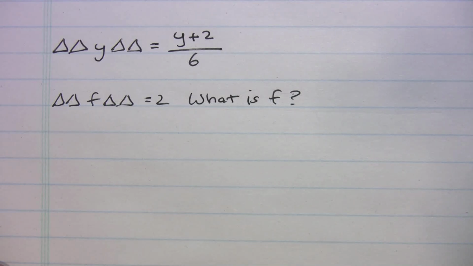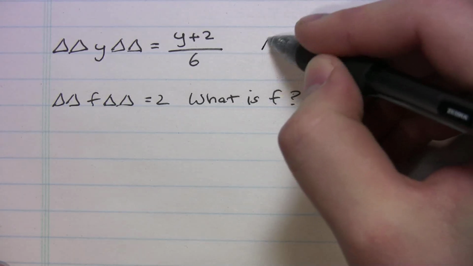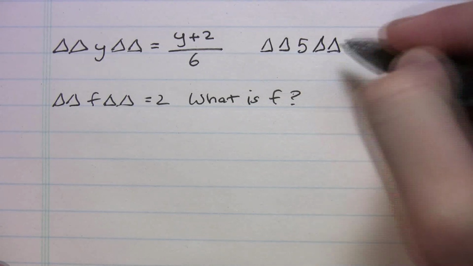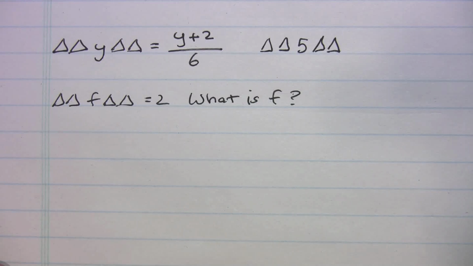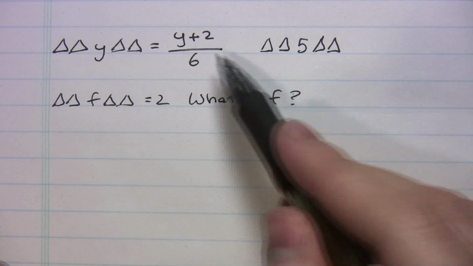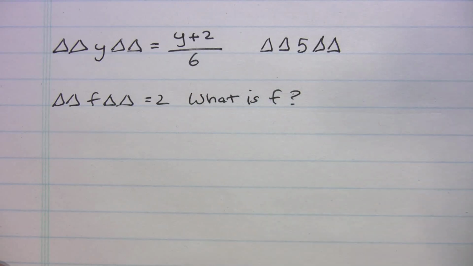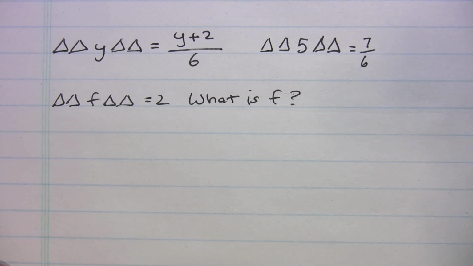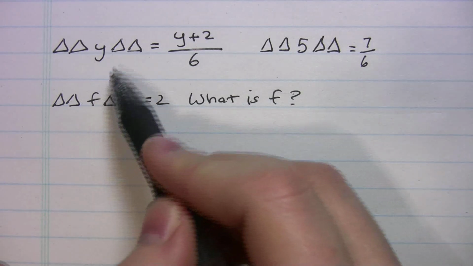What makes this a little harder is that what we're used to is if I just gave you this expression, you would just plug in 5 for y, right? It's in the middle of all the triangles there. You just put 5 in for y. 5 plus 2 is 7, and you get 7/6. Well, now we're plugging in a variable for a variable.